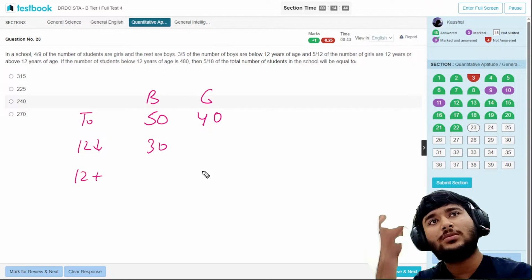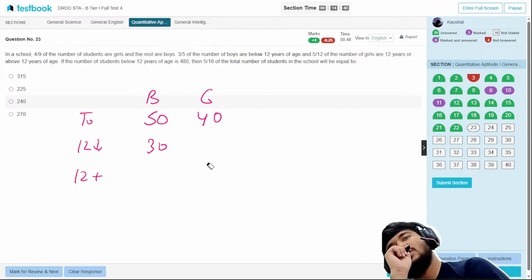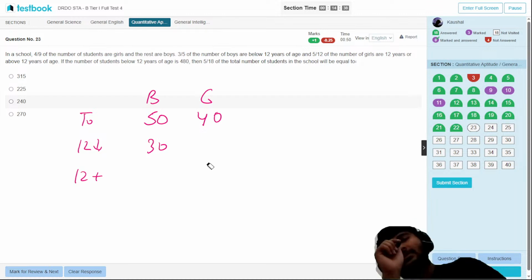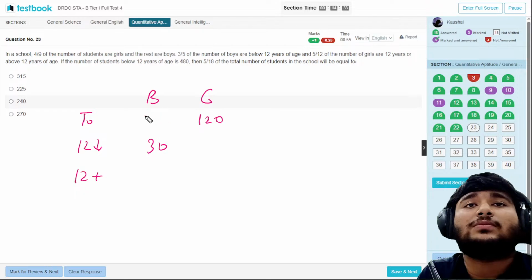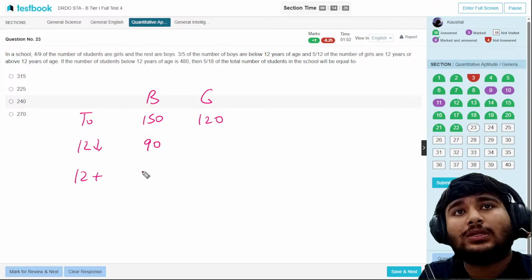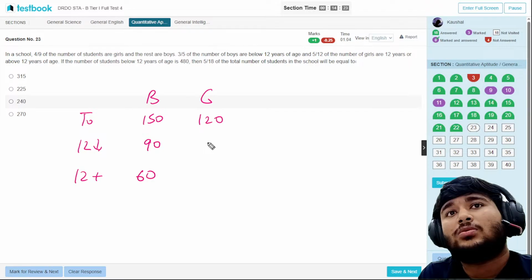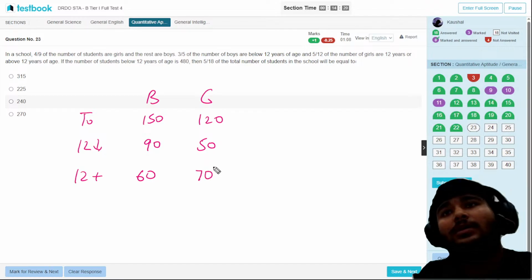The total number of 5 by 12, 12 12 तो 30 कर दूं क्या? इंटू 3 करूंगा तो 120 और 150 हो गया. 5 13 90, ये हो गए 60. 12 150. 70. The number of students below 12 years of age, below 12, 140.